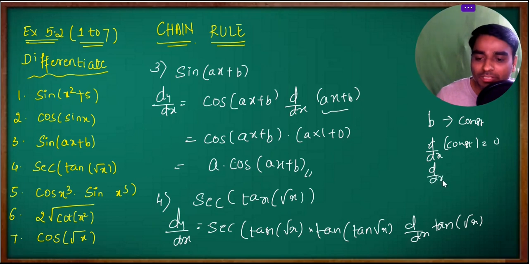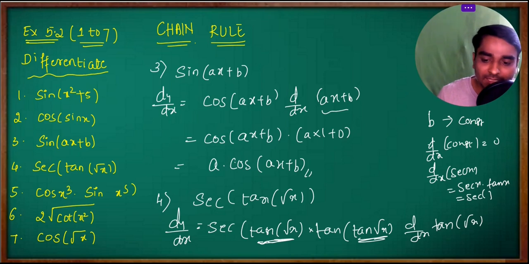Because you all know that the differentiation of secant x is equal to secant x into tan x. So I have written it this way: secant, and in the place of x, we have this tan root x. Hope it is clear. So now going forward, this is going to be as it is: secant of tan root x into tan of tan root x as it is.